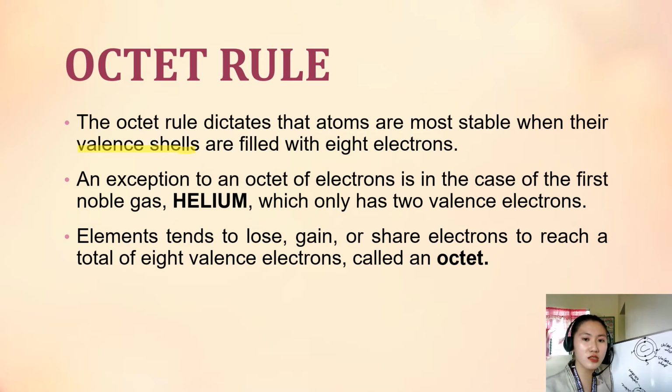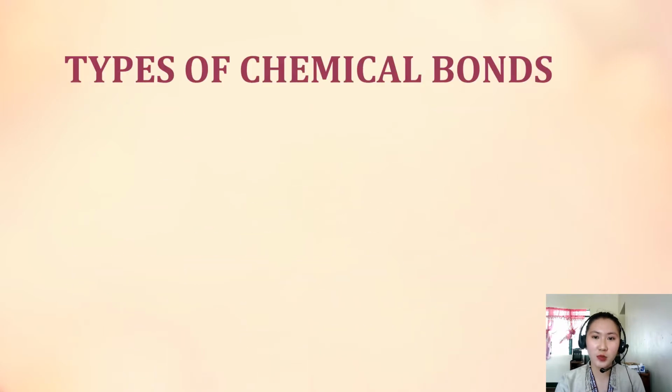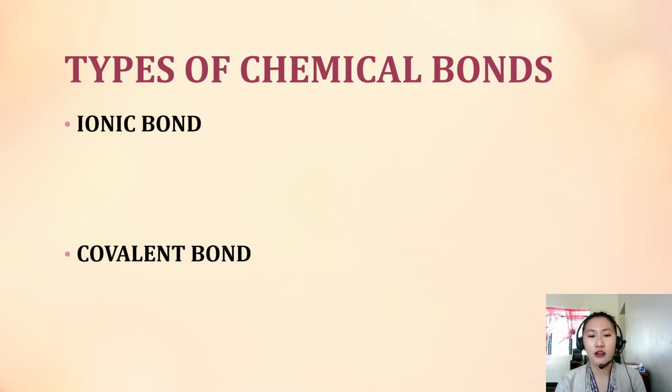So, this losing, gaining, and sharing of electrons to become stable and satisfy the octet rule is what we call chemical bonding. In our lesson today, we are going to discuss 2 types of chemical bond. The first is the ionic bond and the second is the covalent bond.